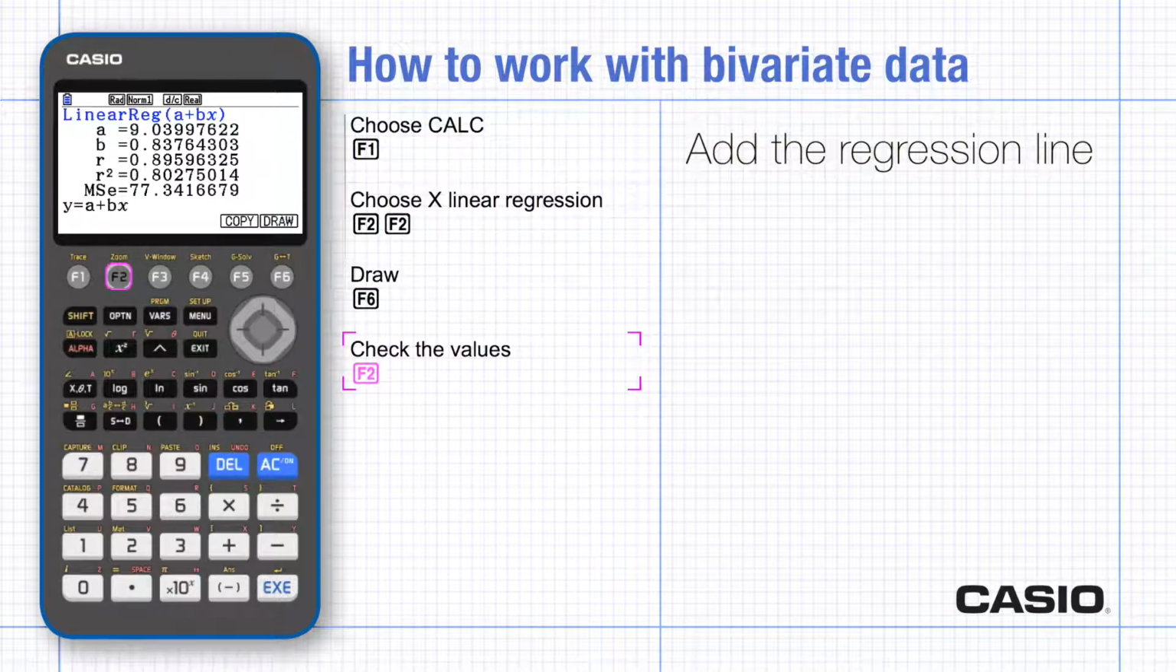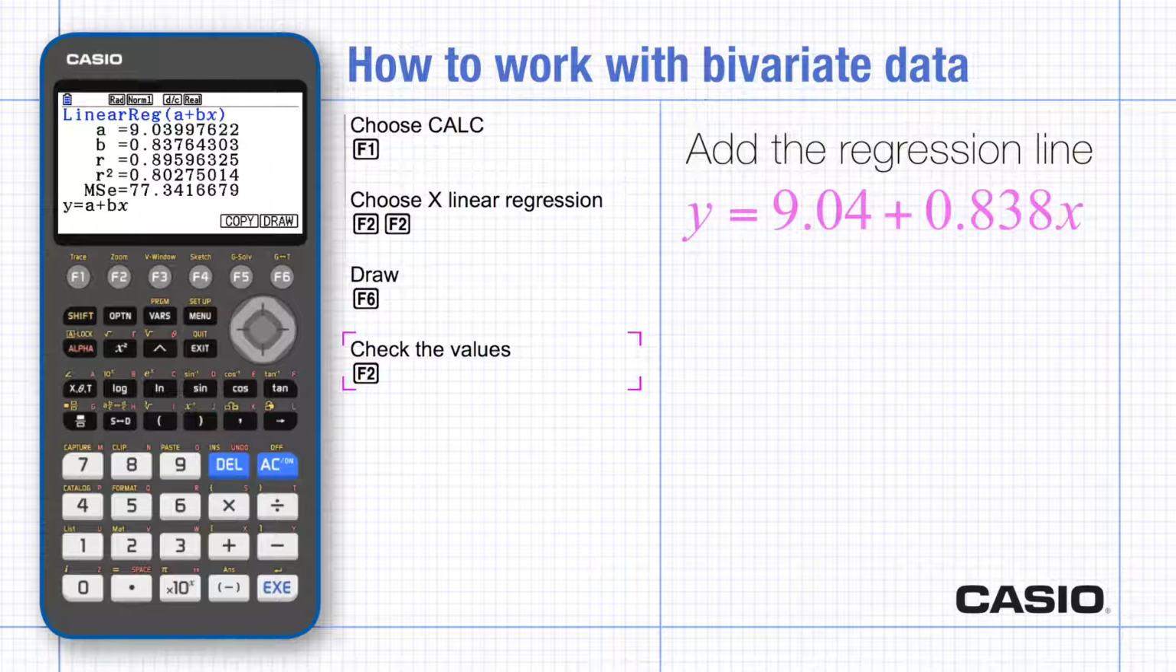To check the values of A and B, reselect A plus BX and the display shows the value for A and B, from which you can write down the equation of the regression line. I've rounded each value to 3 significant figures. Should you need them, you can also see the value of the correlation coefficient, the coefficient of determination, and the mean square error.